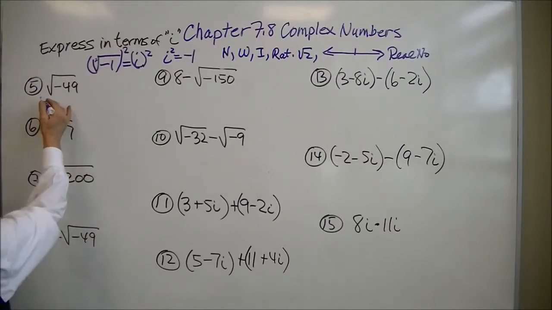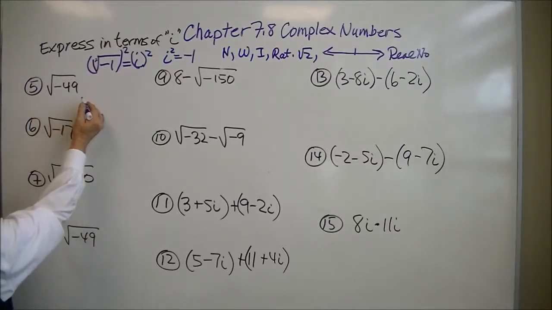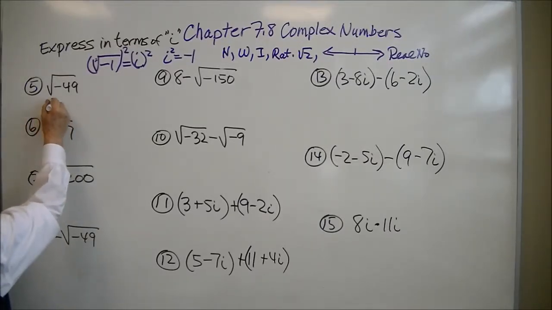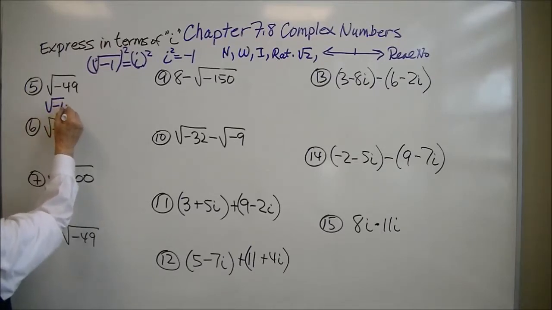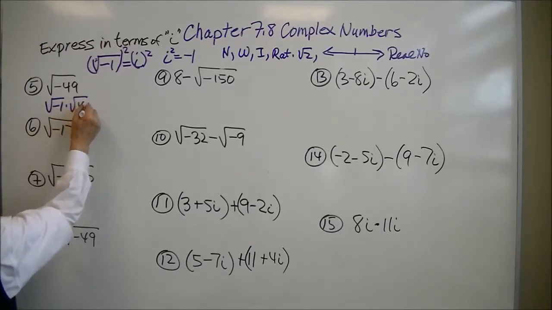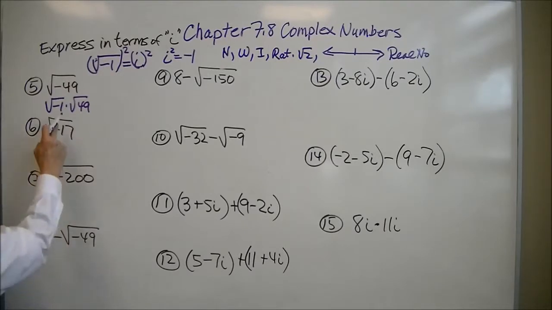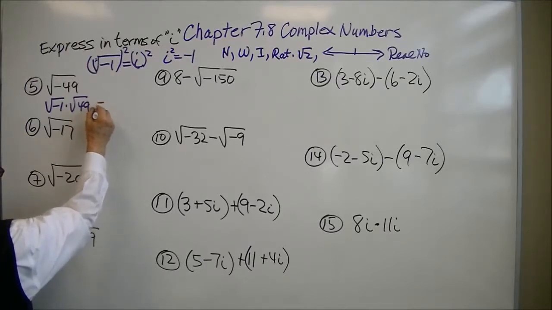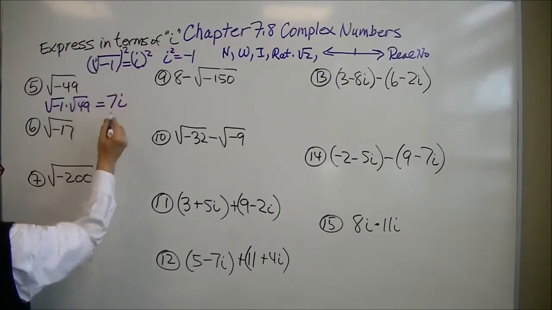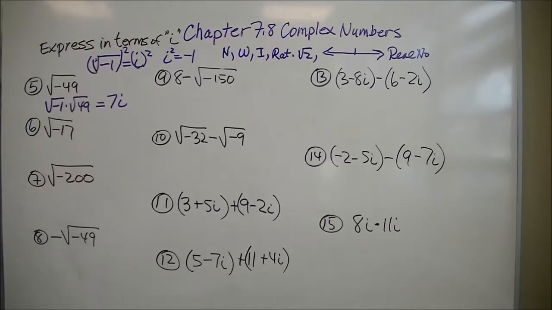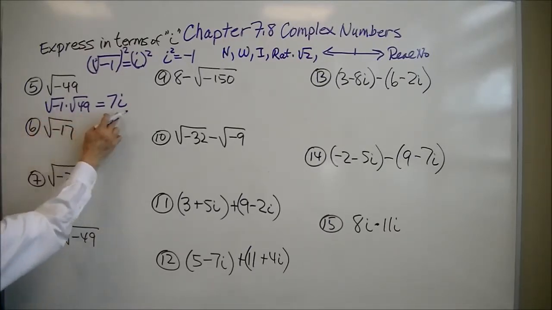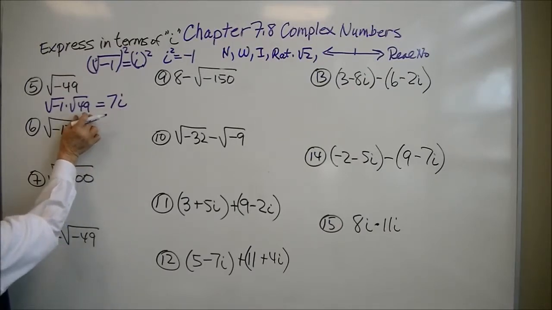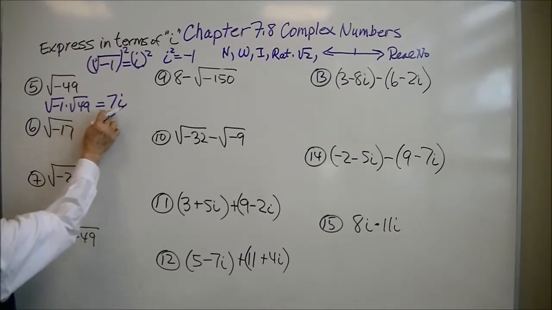So what we do when we have an example like this, we take out the square root of negative 1 times the square root of 49. And the square root of negative 1 we said is i. So this is going to become 7i, the i being the square root of negative 1, and the square root of 49 is 7.